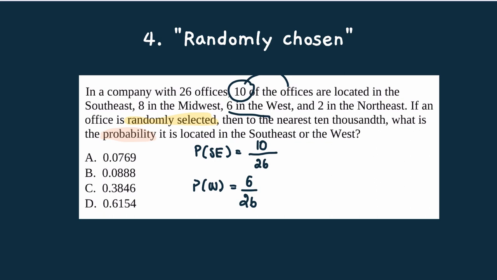So we add them. The probability of the Southeast or West equals 10 over 26 plus 6 over 26. Okay, 10 over 26 plus 6 over 26 is equal to 0.6154. So the answer is D. And next time, we will talk about all probability and event or events.